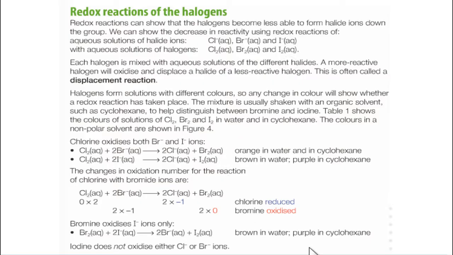And their redox reactions now are chlorine plus 2Br minus makes 2Cl minus plus Br2. Chlorine plus 2I minus makes 2Cl minus plus I2. So chlorine is reduced and bromine is oxidized. So all elements are 0. Ions are the same charge, and again ions are charges, but elements are 0 at the end here. So bromine oxidizes I minus ions only. So bromine aqueous plus 2I minus makes 2Br minus plus I2, or iodine.